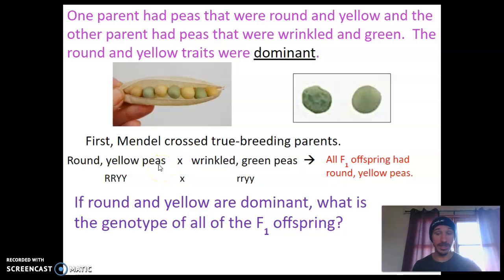So what is the genotype of all the offspring? Well, the offspring are heterozygous for both traits, right? Because if we cross the R's, you get big R, little r. And if you cross just the Y's, you get big Y, little y. So there's your genotype for all the offspring.